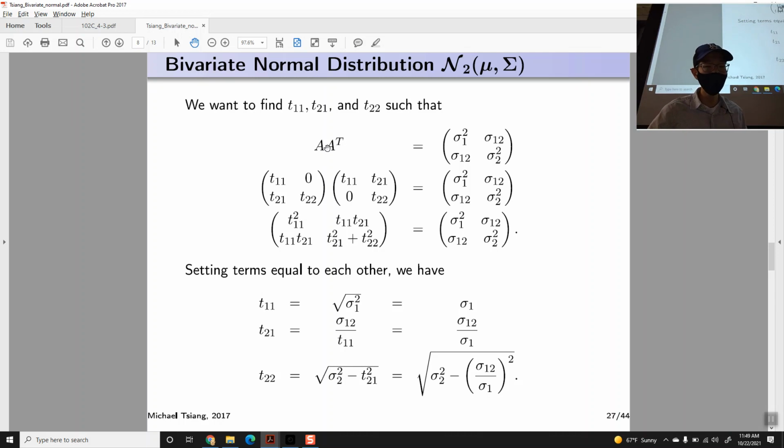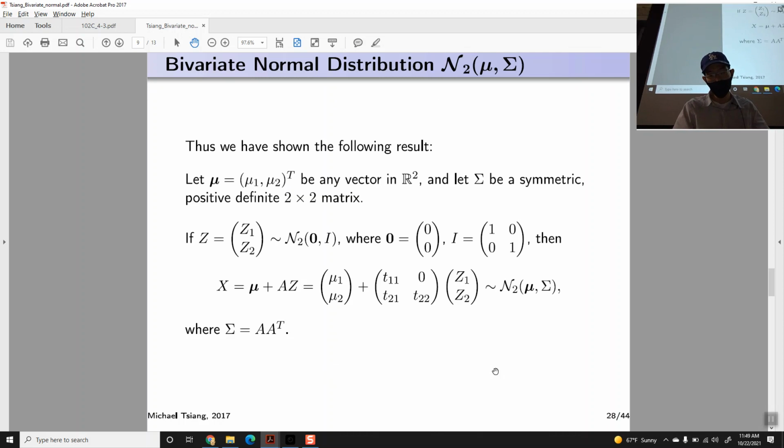Basically, if A is this lower triangular matrix, A transpose is this, and we want the product to equal sigma, you can do all of the multiplication. You're going to have 3 equations and 3 unknowns, and you solve them simultaneously. Some of these you can solve very quickly, and you can figure out what each of these terms needs to be. If you do this, then you will have the desired properties. And there you have it.